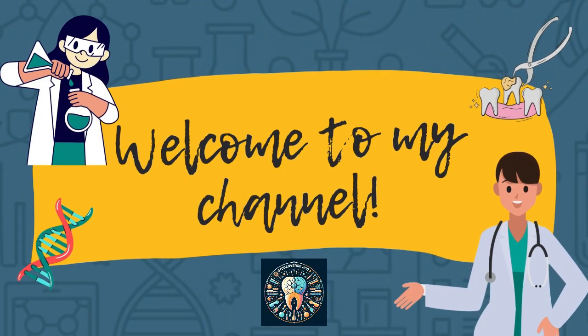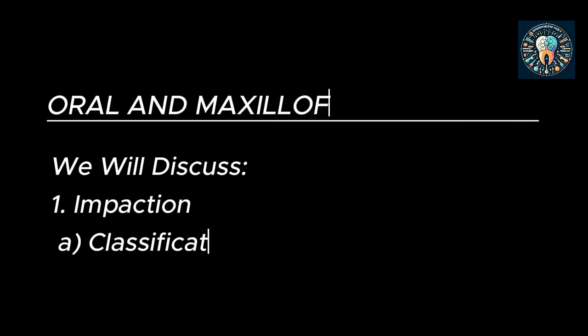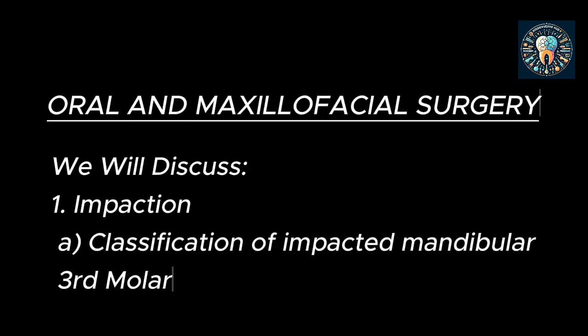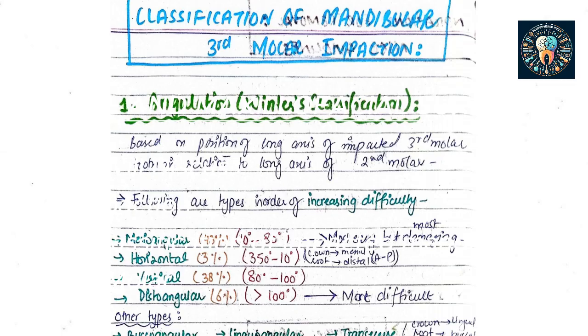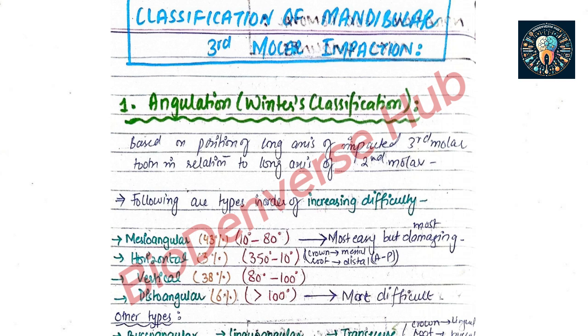Today in the playlist of oral and maxillofacial surgery, we will be continuing on the same Impaction series. In that regard, today's video will be about the classification of the impacted mandibular third molar. First of all, the first classification system is Winter's classification, which was based on the angulation of the third molar. Based on the position of the long axis of the impacted third molar tooth in relation to the long axis of the second molar tooth, he calculated the angulation.